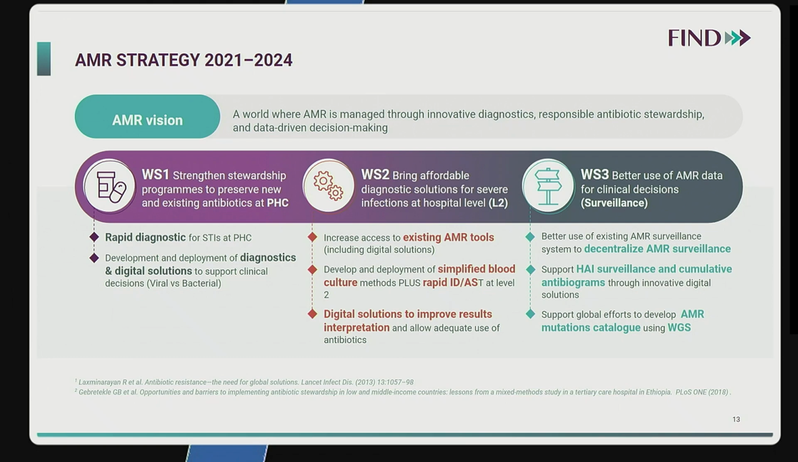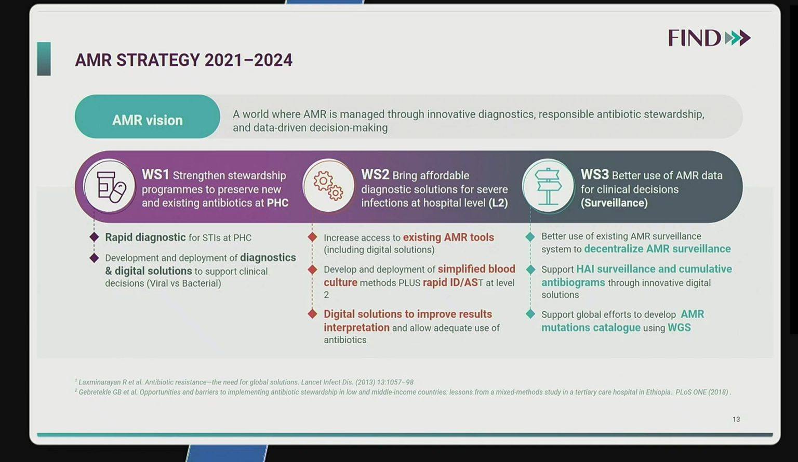We are also working on digital solutions to improve results interpretation. This is basically using existing algorithms for electronic decision support tools, but now we are also exploring the use of artificial intelligence for antimicrobial prescription.